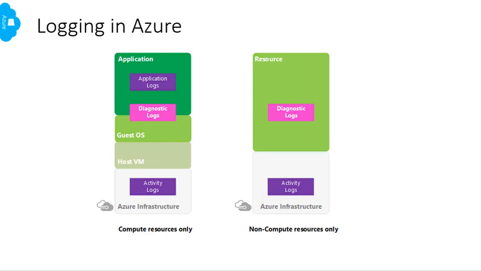So what we have is the application and the resource. We have the application logs, and we have the resource itself. Within application logs, we also have something called diagnostic logs, between the OS and the application. Then we have activity logs, which are for the VM infrastructure. So you can see compute resource only, and non-compute resources like PaaS and other services, where we go with diagnostic logs and activity logs. Whereas with the OS, we have diagnostic application logs plus activity logs, like App Insights.